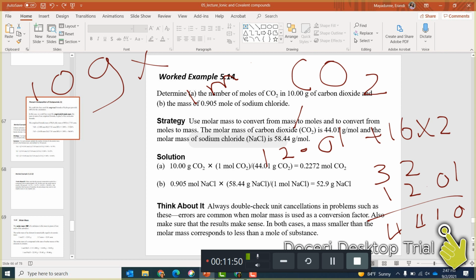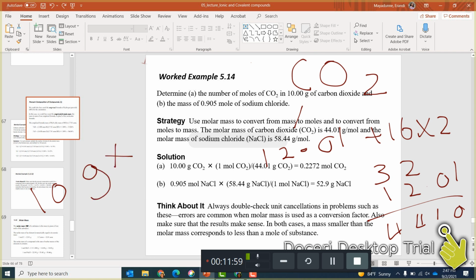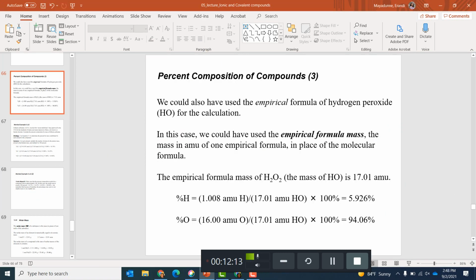44 grams of carbon dioxide is 1 mole, and you have been given 10 grams. So grams cancel, and basically it's 10 divided by 44. My next question.